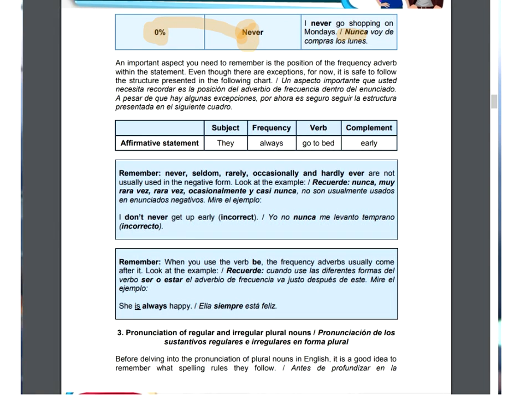And then we have some examples of how to use the adverbs. This is the position for the frequency adverb: in the middle, between the subject and the verb. And some important information. Point number 3 is the pronunciation of the plural forms of the nouns.